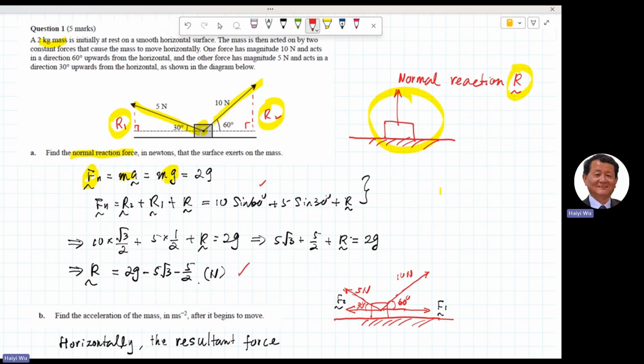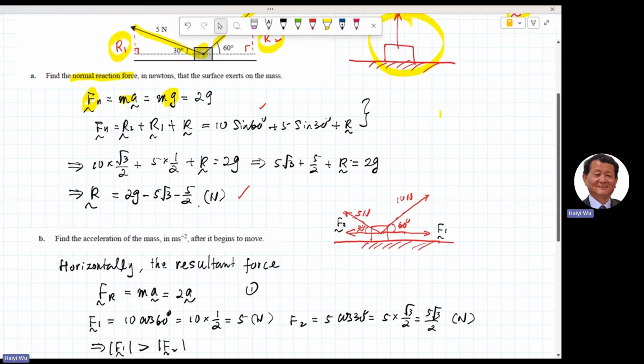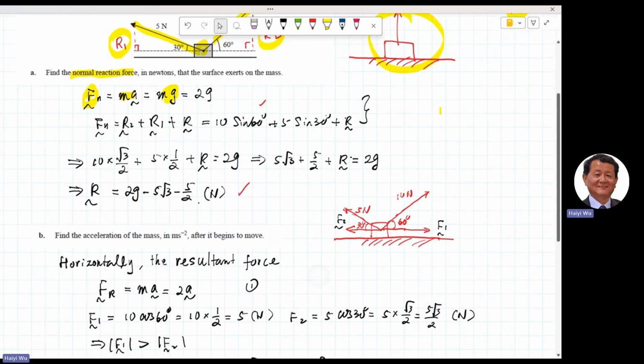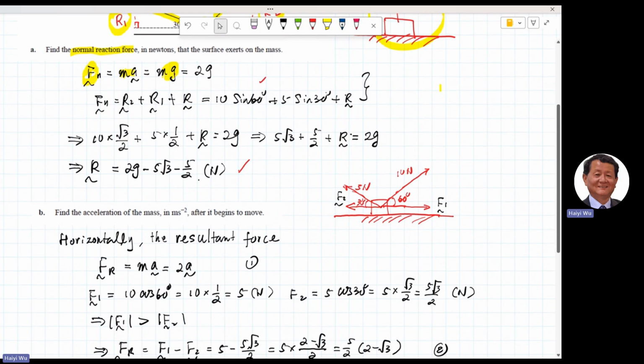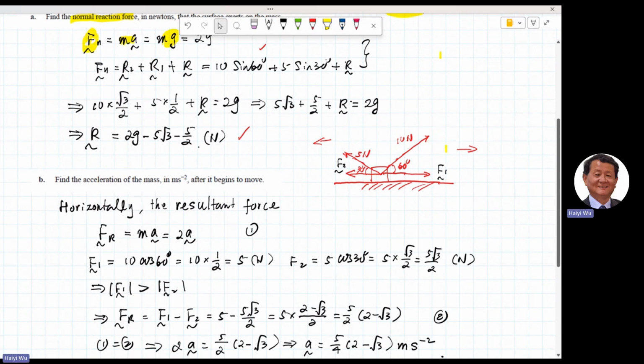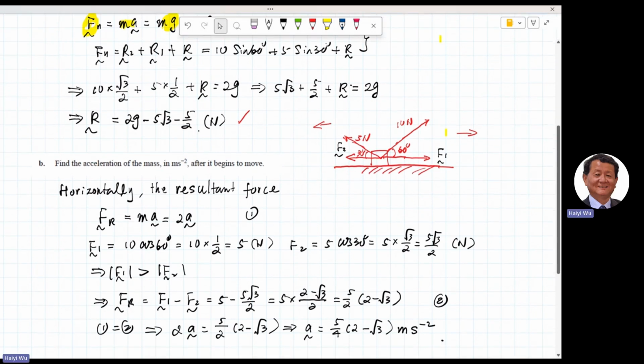Pretty simple. Question B: find the acceleration of the mass after it begins to move horizontally. Obviously it can't go up, it's moving horizontally, but we don't know whether it's towards the right or the left. So I need to decide the total resultant. The resultant force is m times acceleration, so m is 2, times a. That's horizontal acceleration. We call that equation 1.